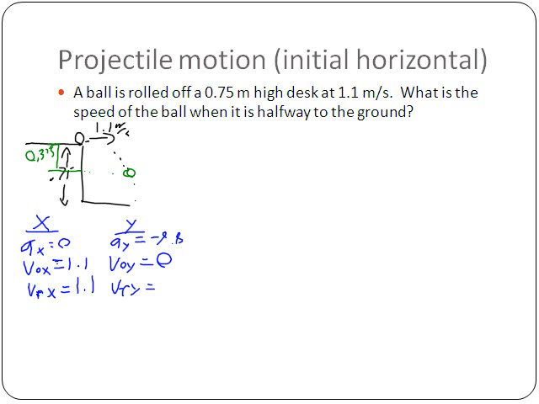So next one would be our dx and our dy. This one also is different from previously here. The dy is now not negative 0.75, it's negative 0.375, half of 0.75, because it goes halfway to the ground. Dx we don't know anymore.